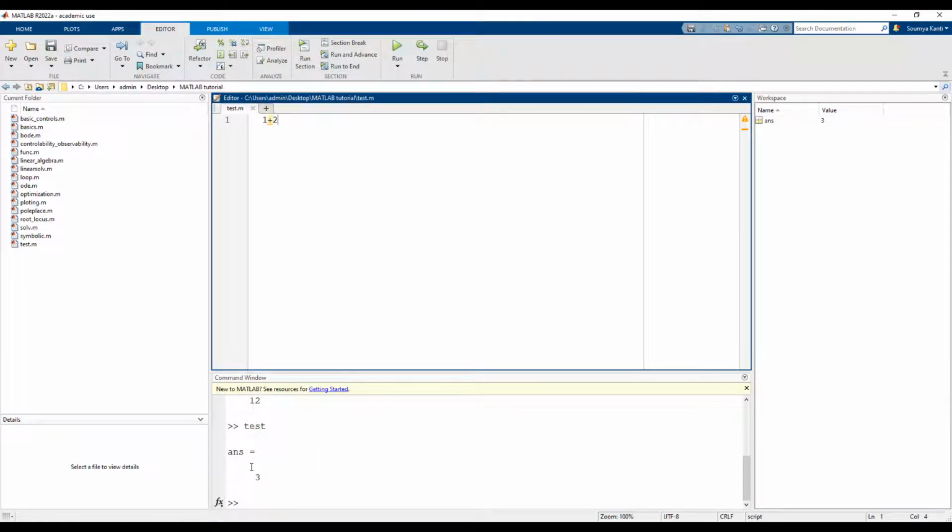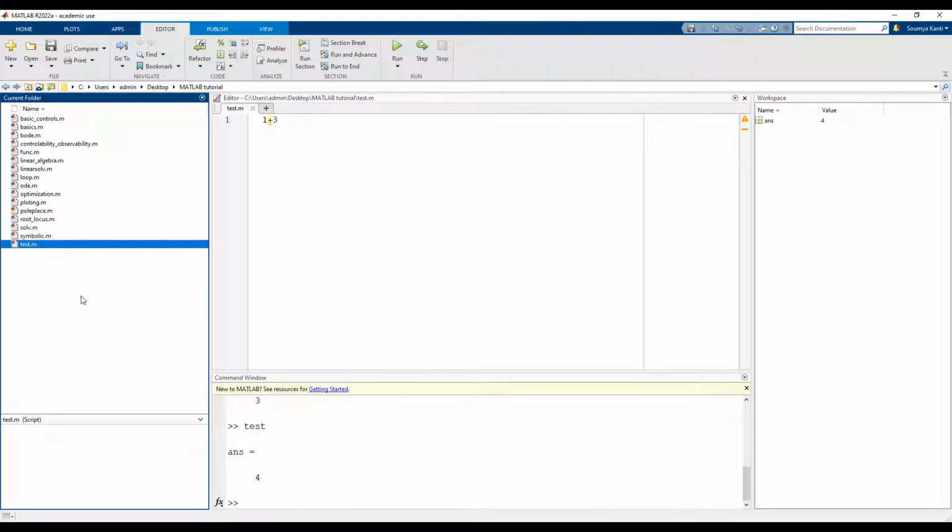Now if I run it, you can see the answer is 3, but now I can quickly change one of the digits. I want 3, and now if I run it again, you can see the answer changes, and it's much more convenient to use it. Also, you can see that this test file is now saved in this current folder.